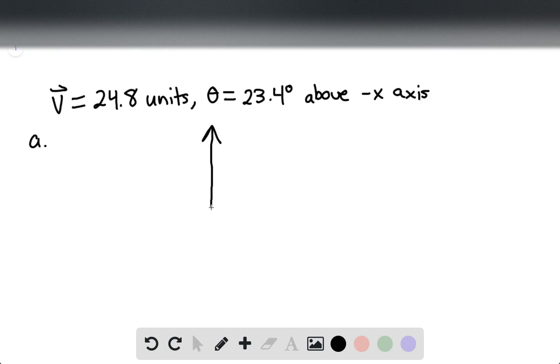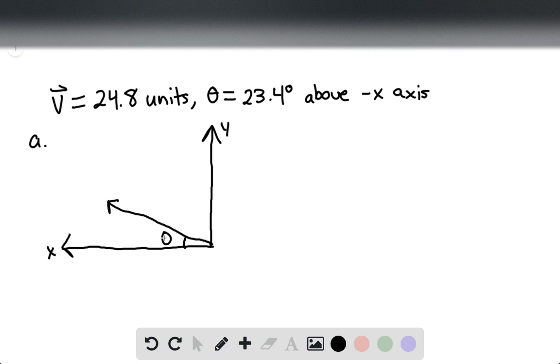So we can just draw our Cartesian axis. This will be our negative x-axis, and then this will be our positive y. And so the angle, the vector will be at an angle with the horizontal.